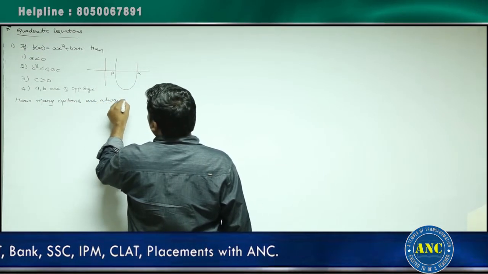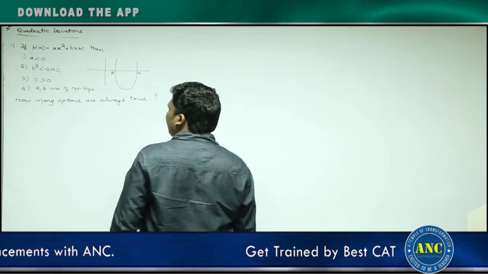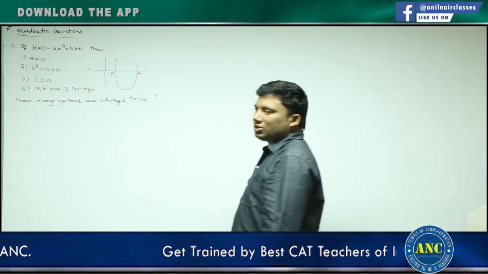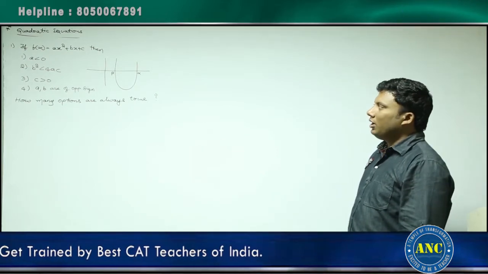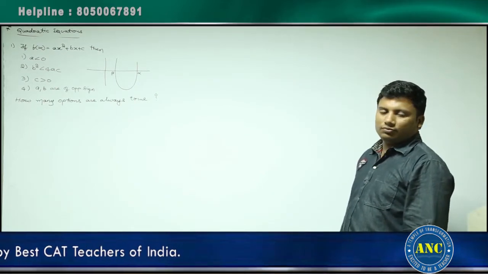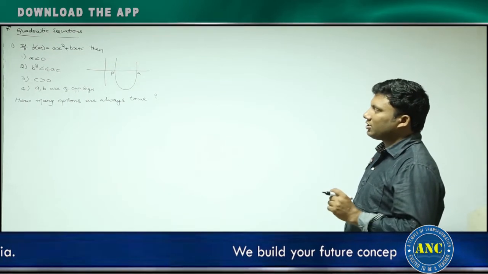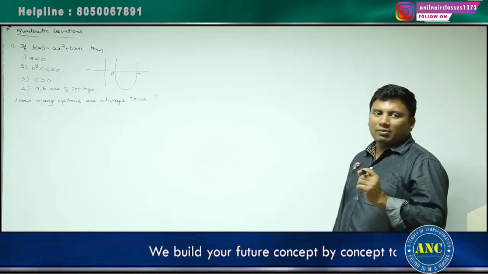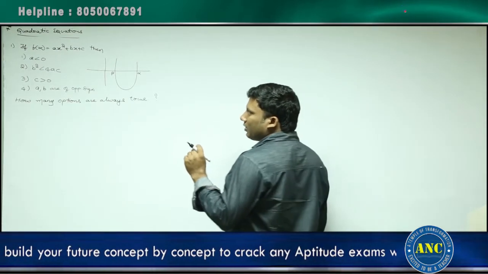Every problem that we are discussing today is very, very important. How many options are always true? If f of x equivalent to ax square plus bx plus c. Now see here. One by one we will discuss. Please listen carefully to this problem.